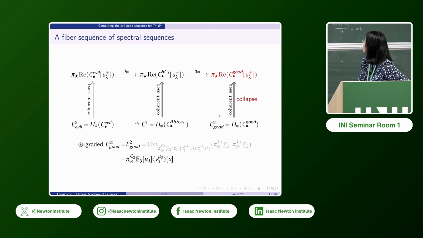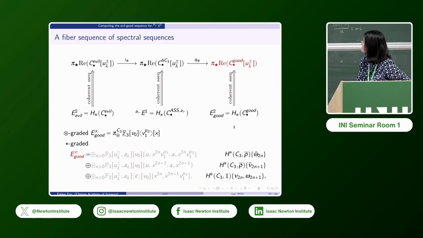Okay, so the right side is easy. It collapses. Because the E2 page here, that's just the X group that I showed you earlier. And for degree reasons, we cannot have any differential here, so the right side just collapses. And this was the answer.